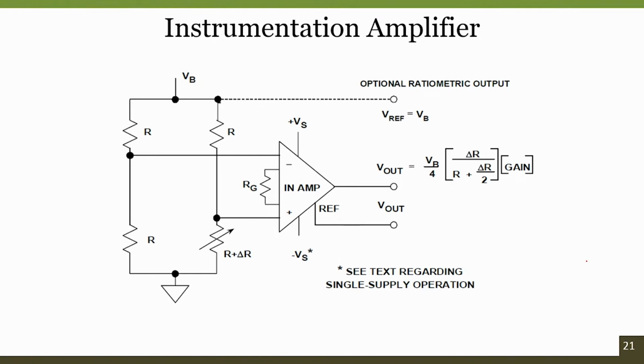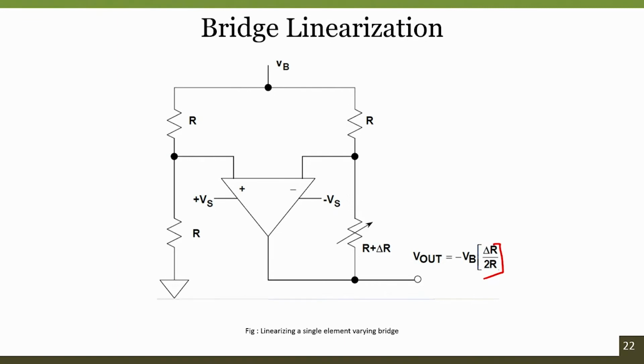So, though this approach helps us to measure the difference between these two terminals, it cannot compensate for the nonlinearity that we have discussed previously, which is delta R by R. In order to avoid this nonlinearity, either we have to go with the two element varying bridges, as we have seen, or use some other topology to eliminate the nonlinearity. So, are there any ways to use a single element varying sensor utilizing a circuit so that the output is directly proportional to the resistance?